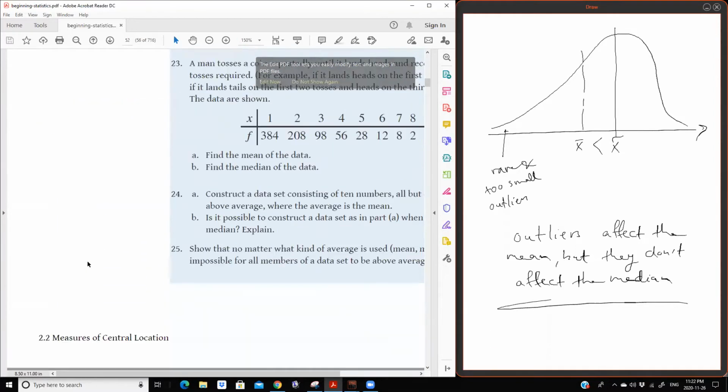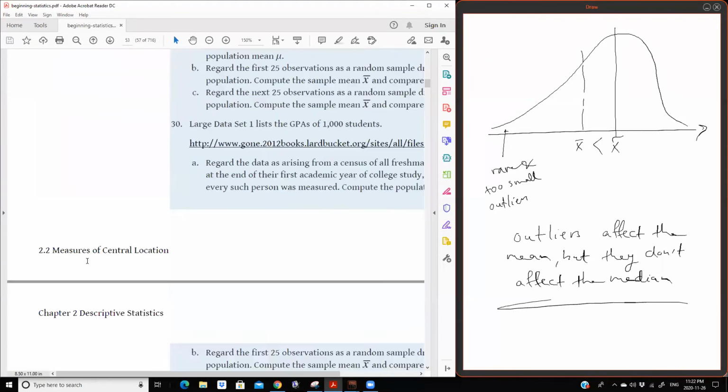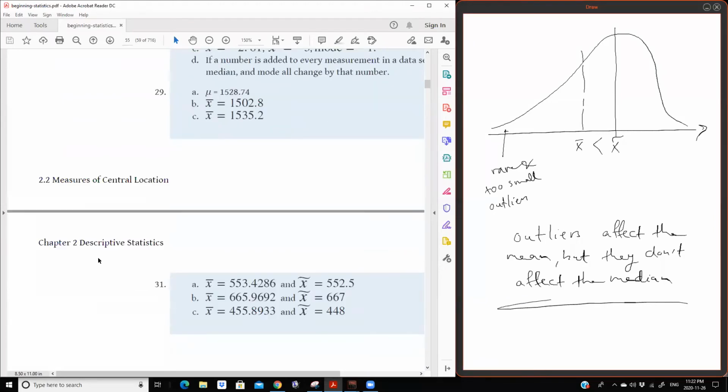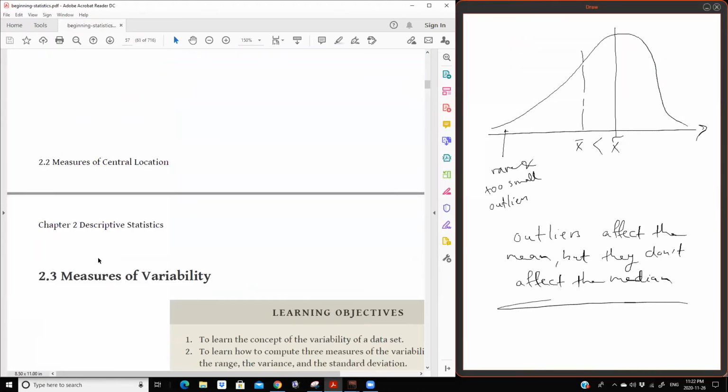You're good? These are the exercises, and the exercises also come with the answers.